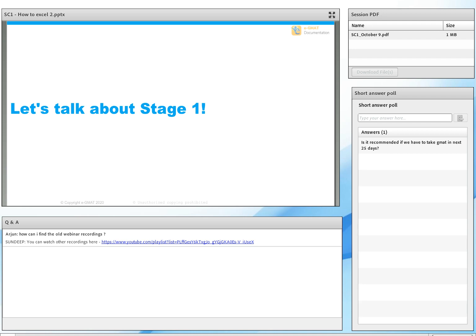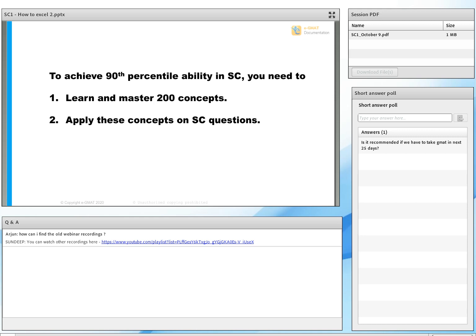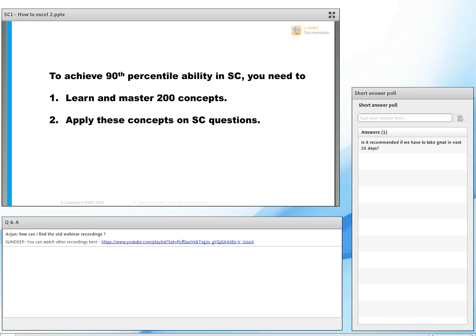Okay. So with that, let's talk about stage one overall in this case. Where we are different is that a lot of people think about GMAT SC and study GMAT sentence correction with the mindset that they're going to study all the concepts, then do a bunch of practice, and they think that that's how they're going to ace GMAT sentence correction.